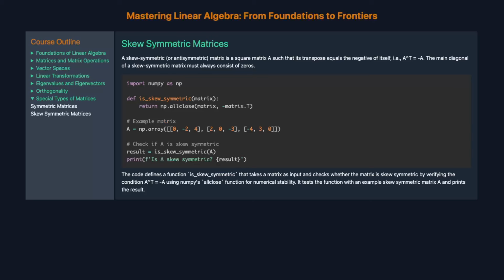The code defines a function is_skew_symmetric that takes a matrix as input and checks whether the matrix is skew-symmetric by verifying the condition A^T equals minus A using NumPy's allclose function for numerical stability. It tests the function with an example skew-symmetric matrix A and prints the result.